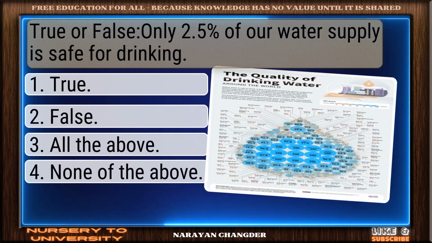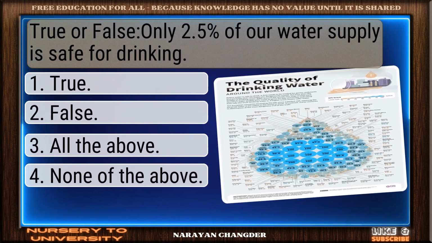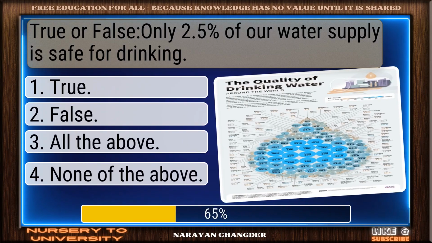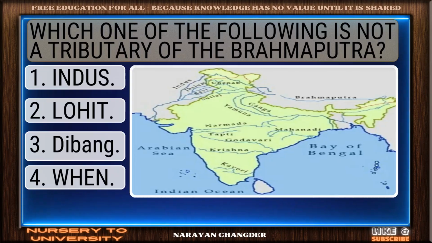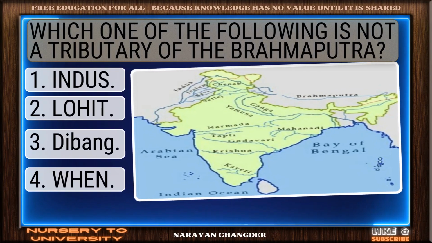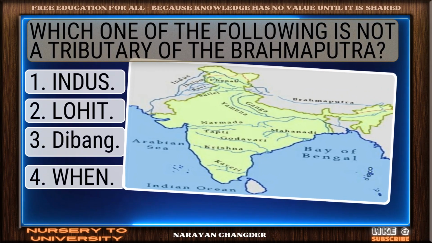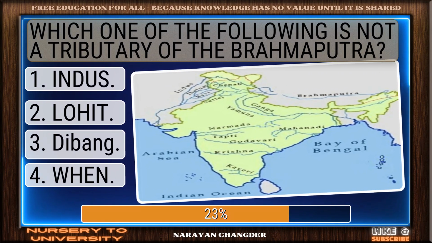Only 2.5% of our water supply is safe for drinking. Smart pick. False is the correct choice. Question number 77. Which one of the following is not a tributary of the Brahmaputra?